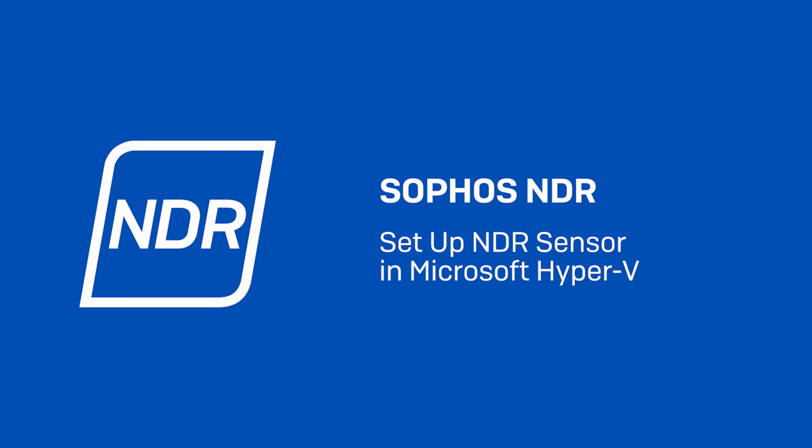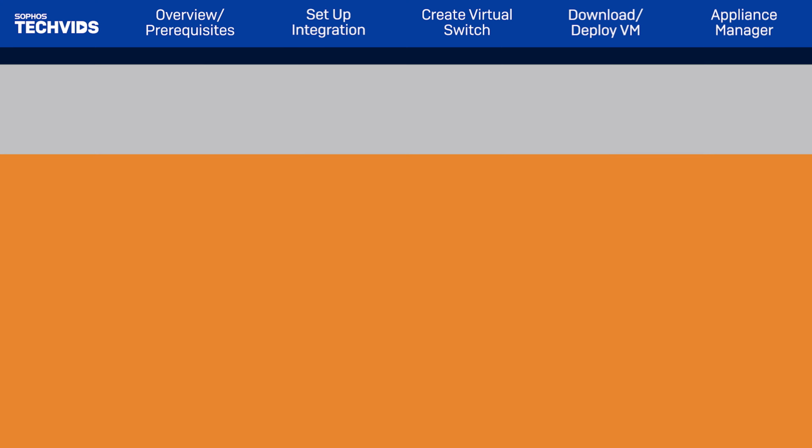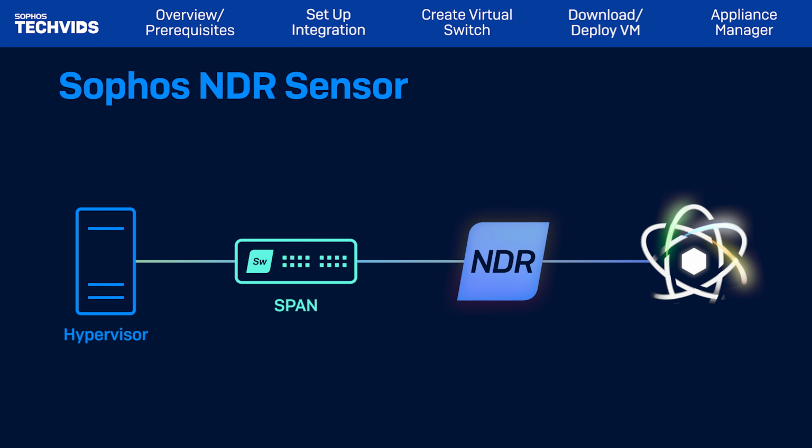Welcome to another TechVid. Today, I'll show you how to set up the Sophos NDR sensor on Microsoft Hyper-V. Once configured, Sophos NDR reports all detection data to the Threat Analysis Center in Sophos Central by using a SPAN port to scan traffic generated from your Hyper-V environment.